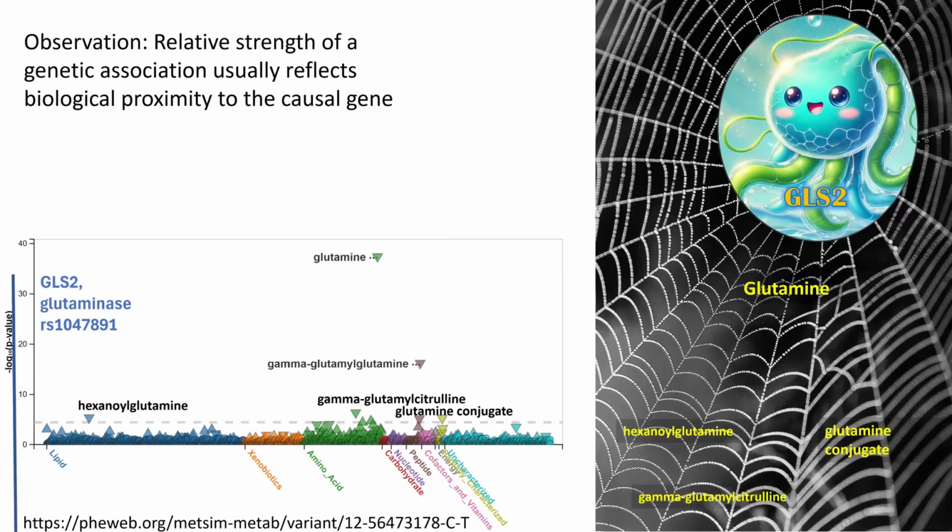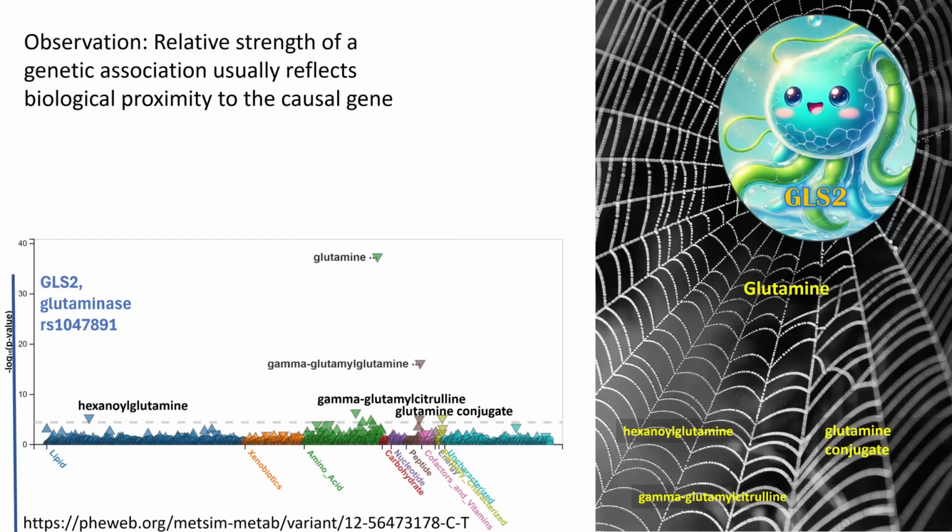Here the gene I've assigned is GLS2, glutaminase. It breaks down glutamine. The strongest signal you see is glutamine, but you also see all these other metabolites which have glutamine in their name. I'm hypothesizing that it's not the case that the enzyme works directly on those other metabolites. Those are downstream effects of affecting the glutamine levels.